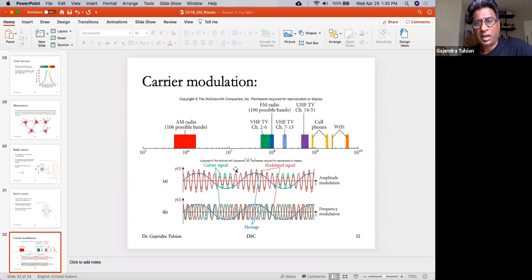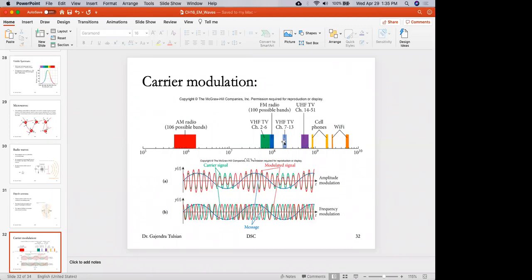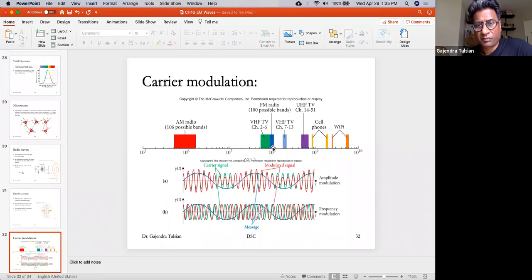The advantage of AM modulation is that the signal travels further. The lower the frequency, the further it will travel. The higher the frequency, the less far it travels. But the problem with it is you get a lot of noise interference on this signal.